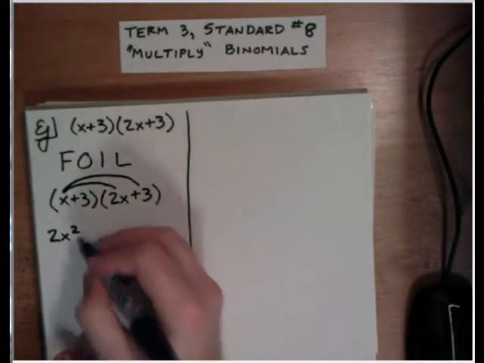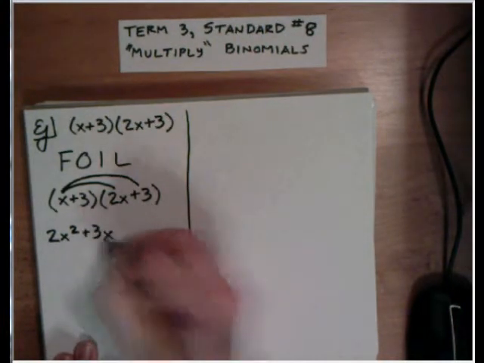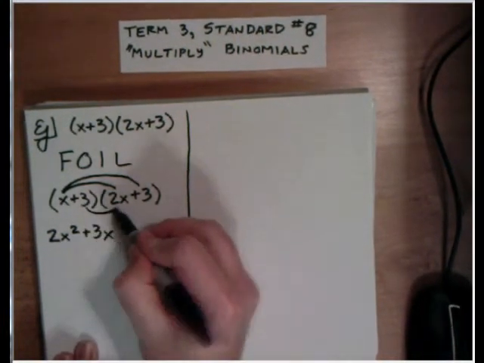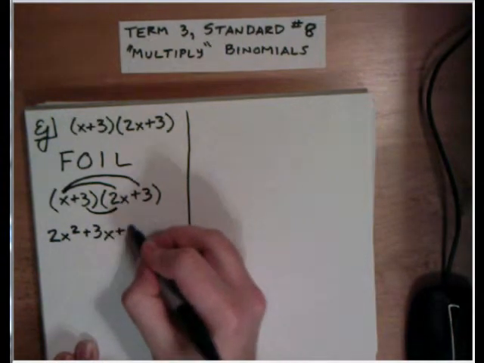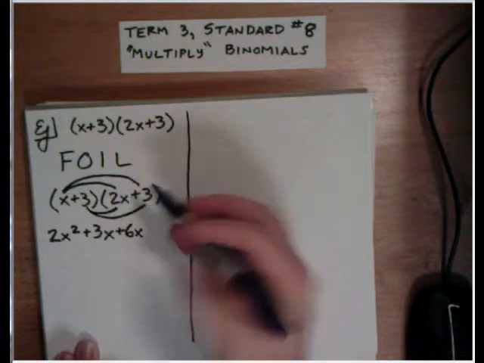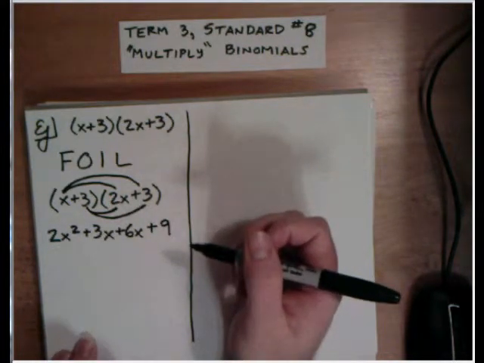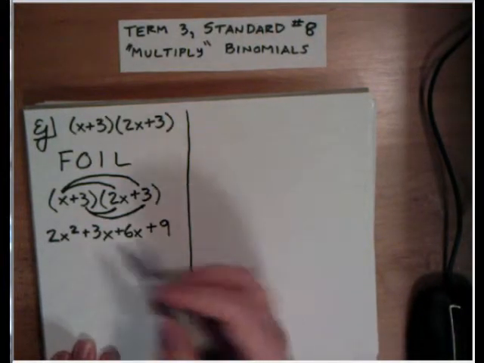Now we'll do the outer terms. So x times positive 3 is positive 3x. Here we've got positive 3 times 2x, it's going to be positive 6x. And then the last terms, positive 3 times positive 3 is positive 9. So now that I'm here, I would be done, except I need to combine like terms.